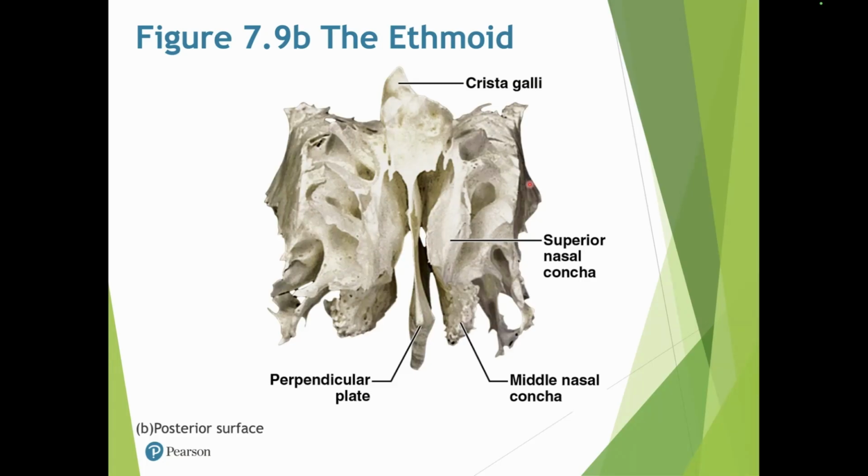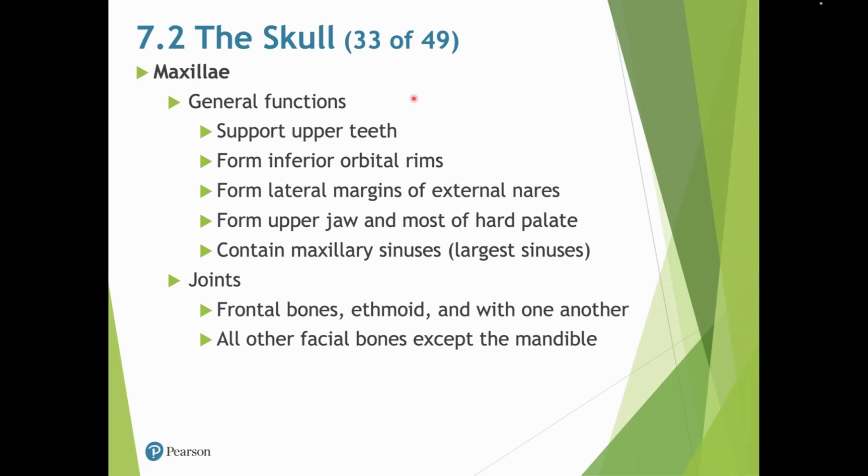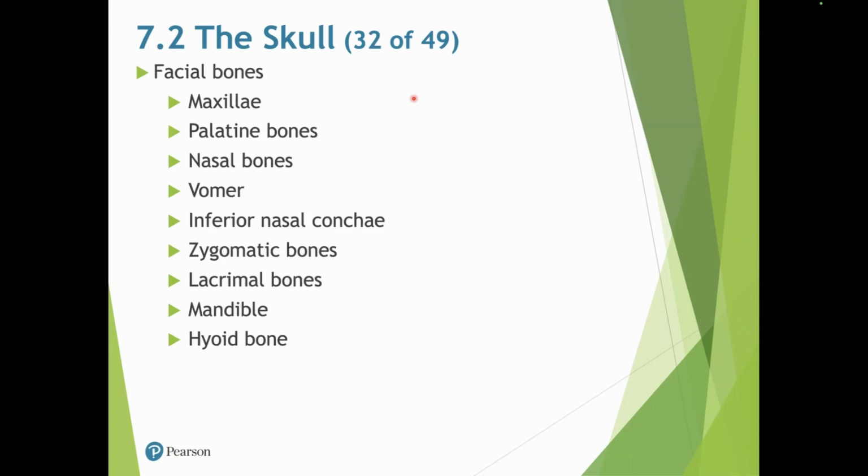So let's look at the posterior surface of the ethmoid bone. You can see that perpendicular plate of the ethmoid bone. You can also see the middle nasal concha and the superior nasal concha. And you can see the crista galli from here too. I wanted to see the hookup. That's all right. We'll just save that exciting stuff for the next few slides.